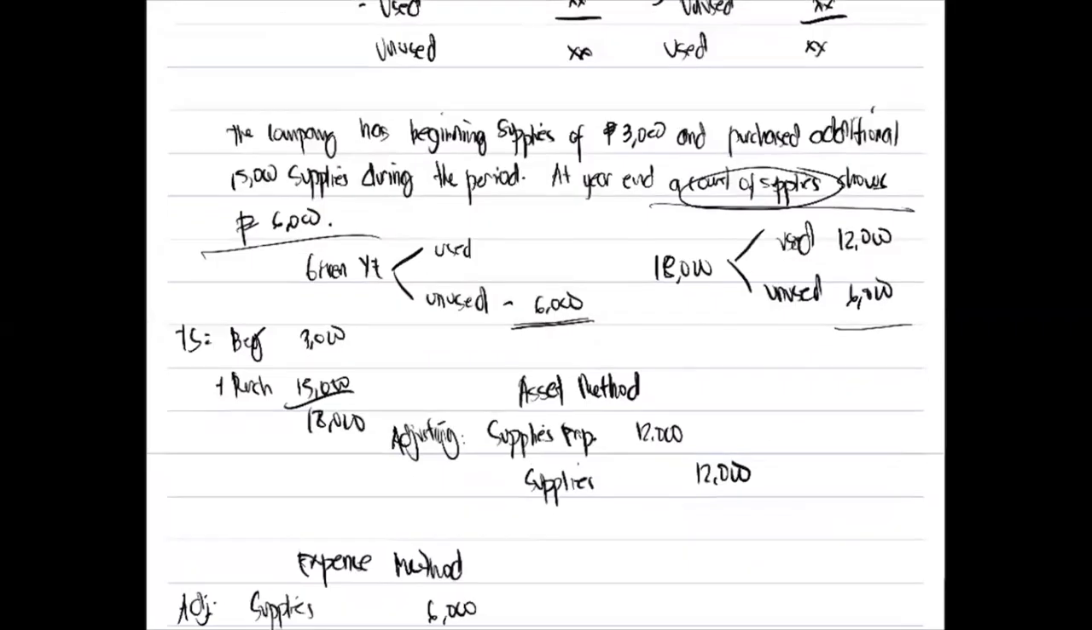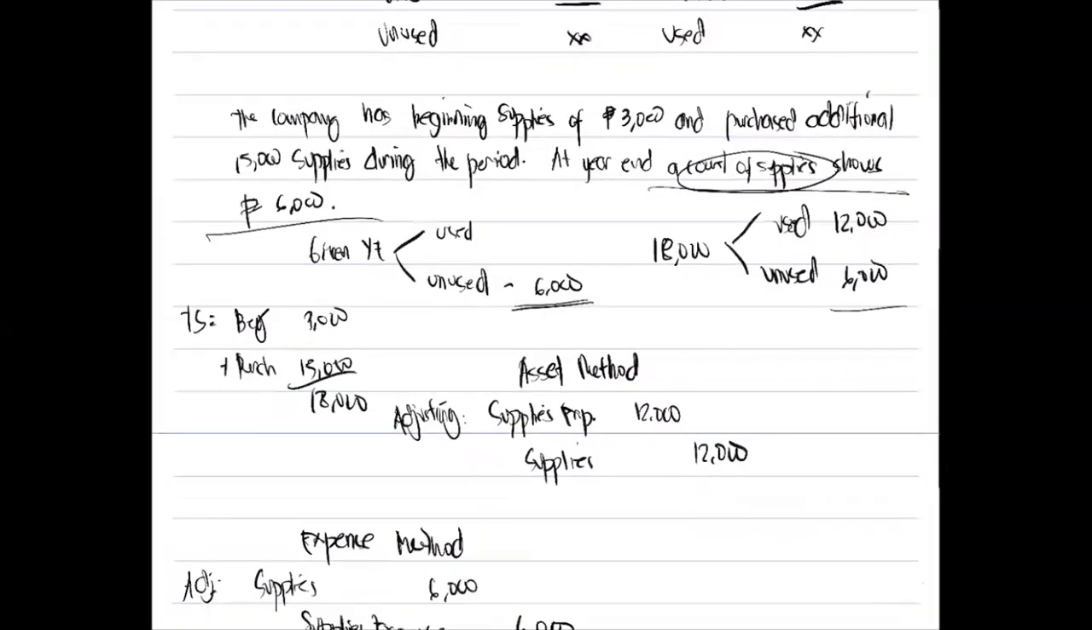Okay, so let's have an example. The company has beginning supplies of 3,000 and purchased additional 15,000 supplies during the period. At the end, a count of supplies shows 6,000. Yung count of supplies represents unused. But before that, we need to determine the total supplies.